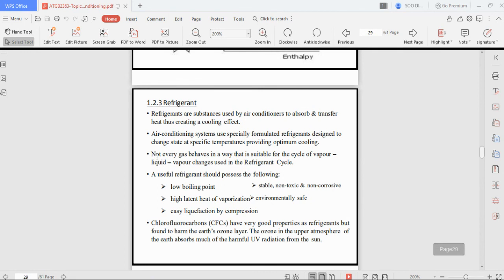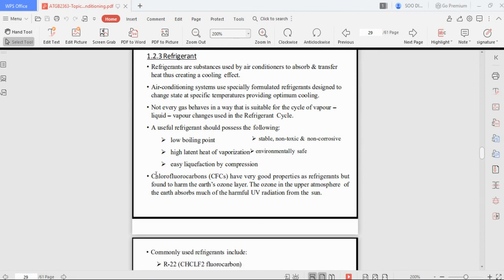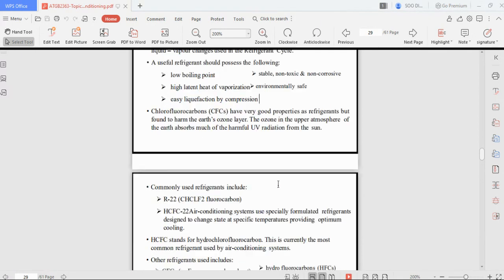So not every gas behaves the same way. You need a specific gas which has all these properties to qualify as a good refrigerant. Most of the time, the gas that we have is not very safe for the environment. Although it's not toxic, corrosive, and is stable, to meet environmental safety we have to do a lot of research to make a gas that is allowed to meet public demand.